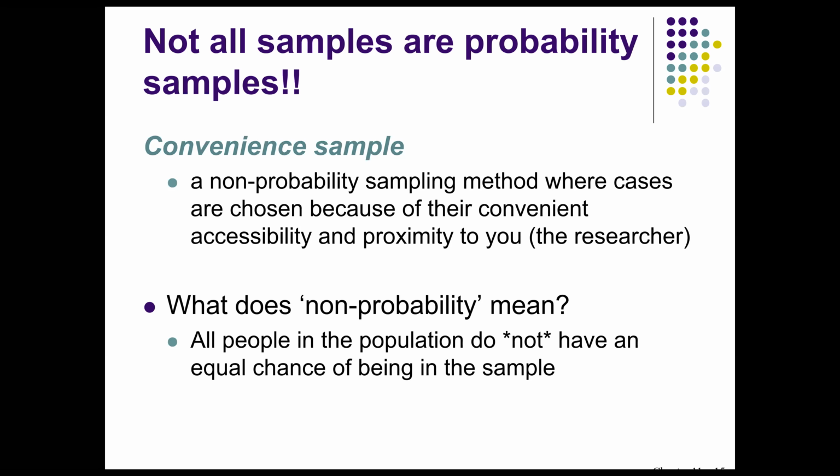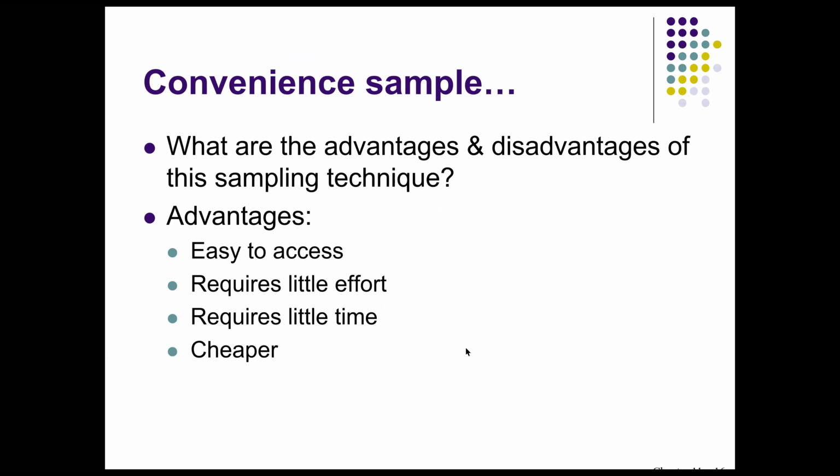And so they didn't have an equal chance of being selected to be in your sample. So convenient samples are fairly often used by researchers when they want to get a large sample, but they don't have the ability or the patience or the budget or the time to get a probability sample, okay? And so convenient samples have certain disadvantages that are widely known.